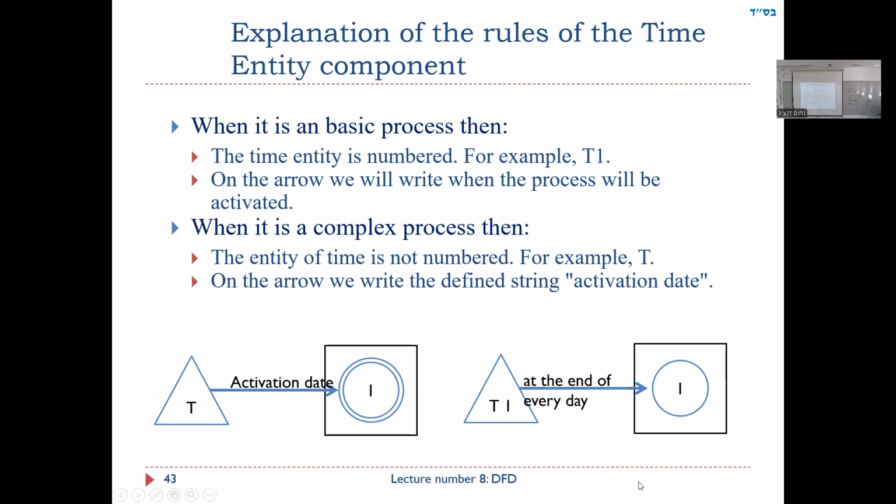When there's a complex process, then the entity is not numbered. On the arrow, we write the defining string. In other words, we just write activation date. So you see here, for the complex one, we just write the words activation date. But in the detailed explanation, we're going to write when the activation date is, at the end of every day. So in the DFD 0 or wherever you see the complex process, you're not going to write when it happens, but you are going to write the words activation date.